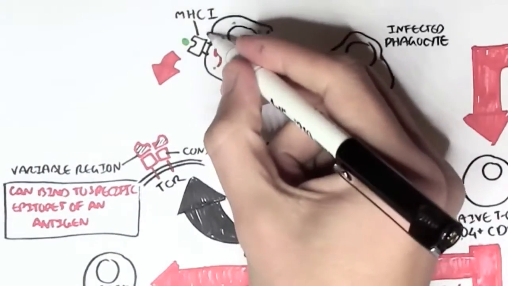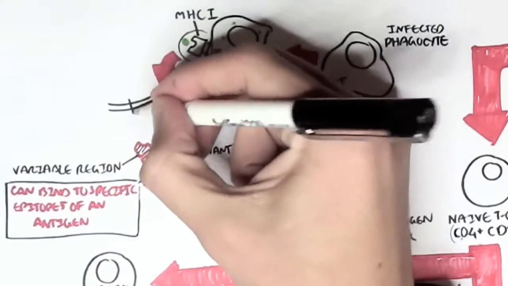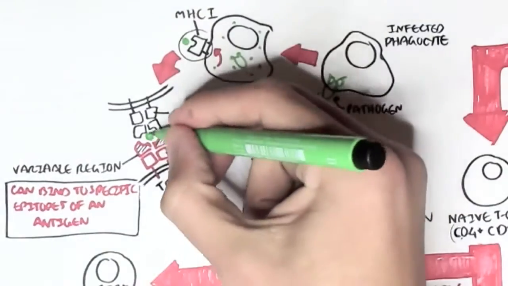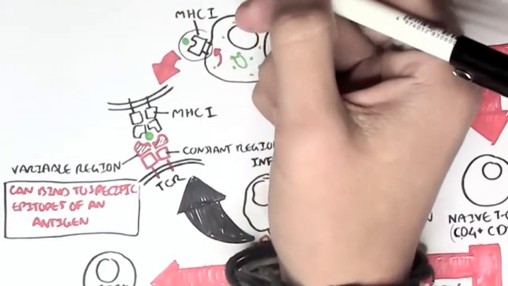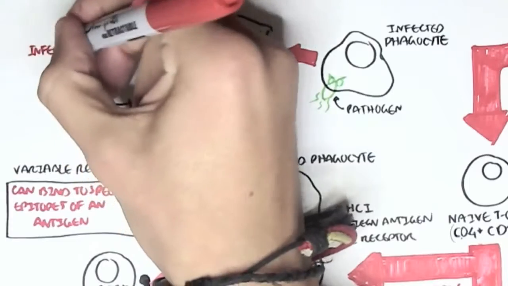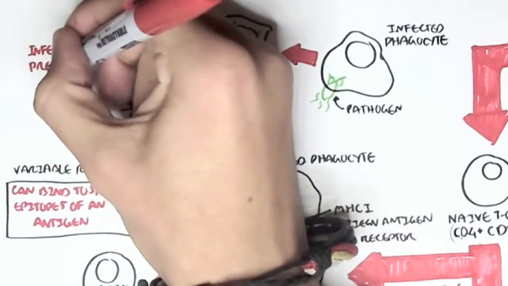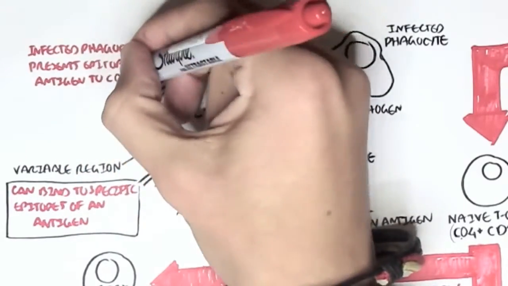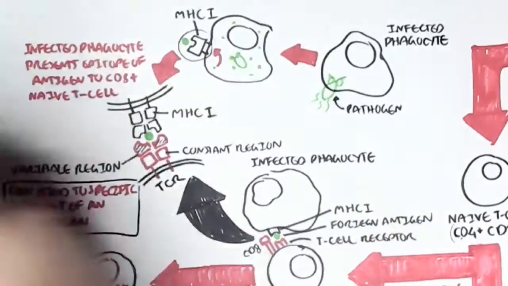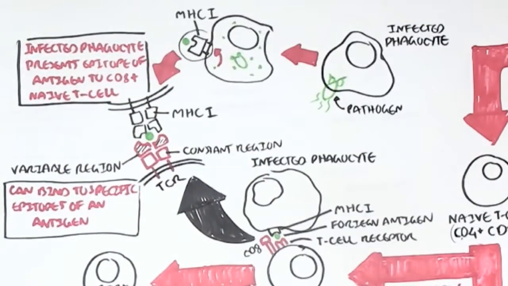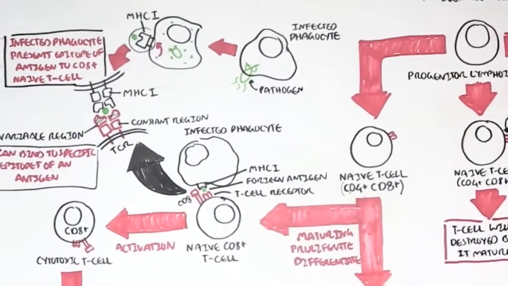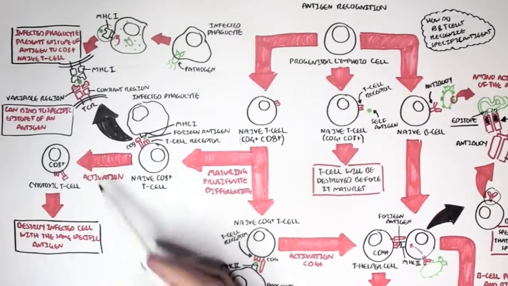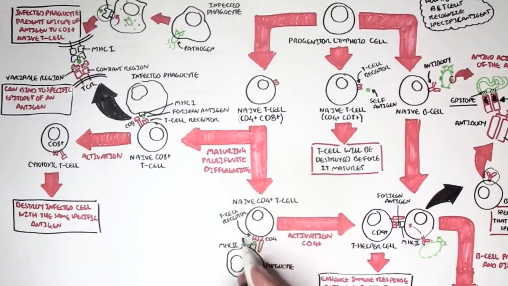So this major histocompatibility complex class 1, MHC1, with this unique antigen will then present it to a naive CD8 T cell. And this naive CD8 T cell has to recognize this specific antigen with its T cell receptor and also its CD8 co-receptor. And if it's all okay, this naive CD8 T cell will become activated to be a cytotoxic T cell. And so this cytotoxic T cell will then kill cells infected with that specific antigen. So that was the naive CD8 T cell.